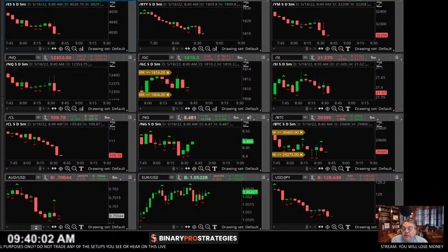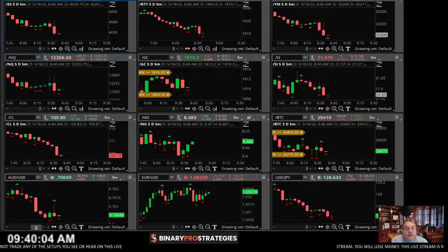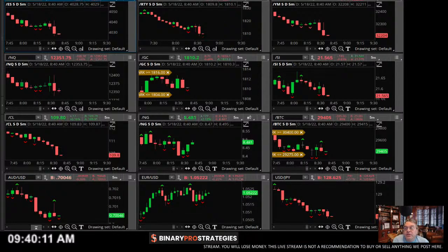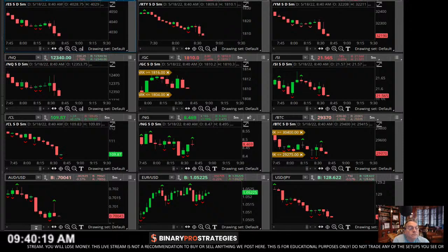All right, nothing going on here, just short gold. Gold's nicely green, but still waiting to hit the 1804 target on the green. Natural gas is getting a buy. This is going to be an HF2 buy on natural gas.